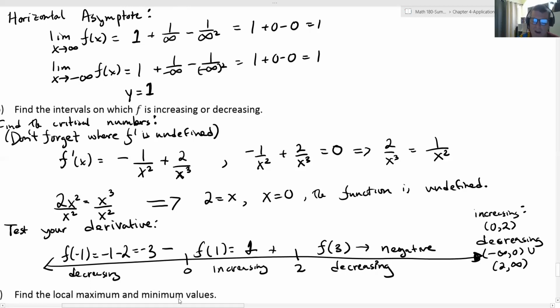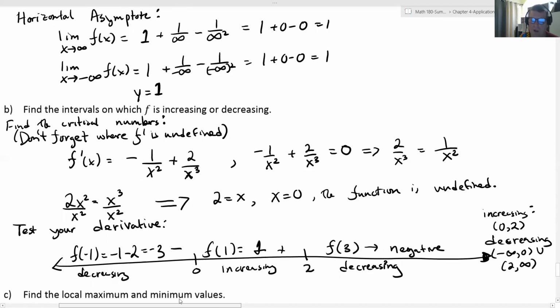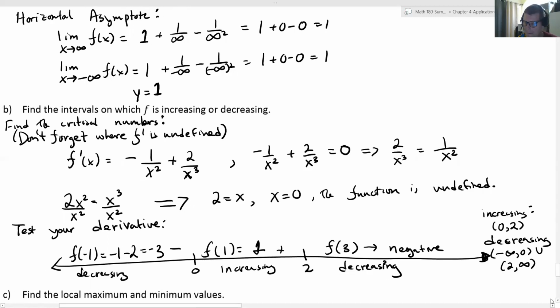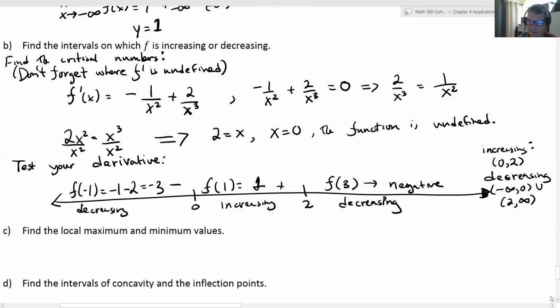So that should now allow you to say where the local minimum and maximum values are. Now, be careful. I'm going to tell you right now, that is not a minimum. It's a critical number, but remember what it is. It's an asymptote. That's not a min.